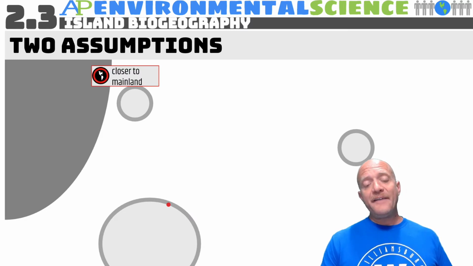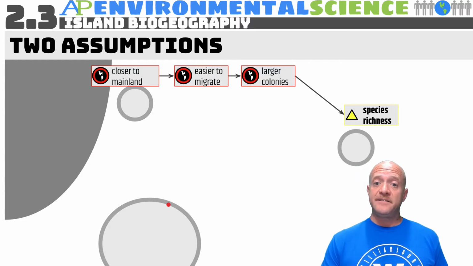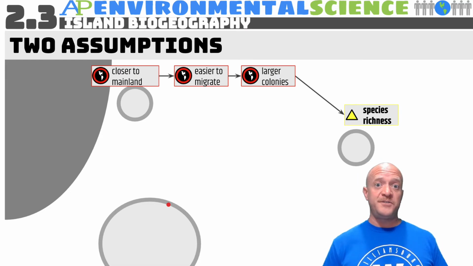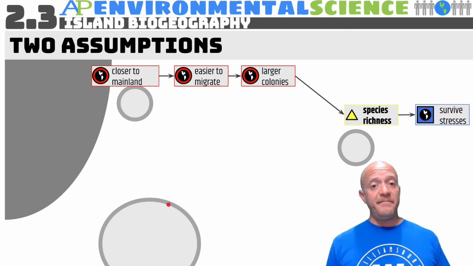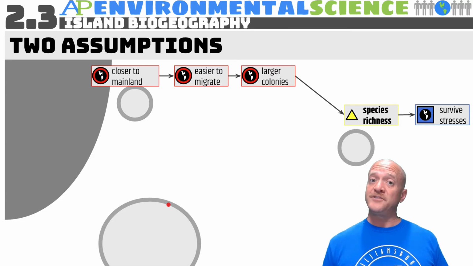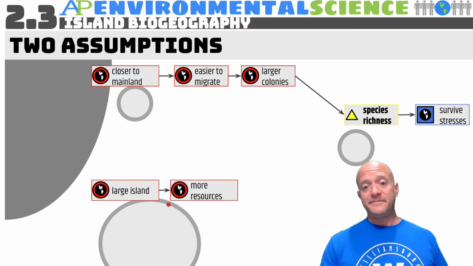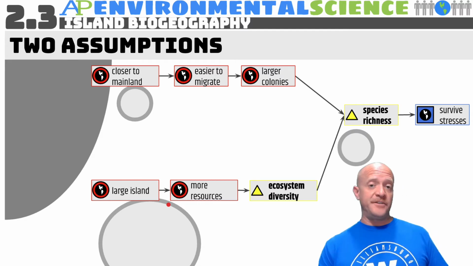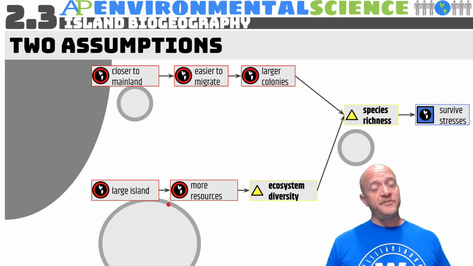Now, if it's closer to the mainland, it would be easier to migrate, which means you could have larger colonies, and you will have more species richness. Species richness, just remember, refers to the number of species that are present. And that can help any organisms there survive environmental stressors if there's more richness. Now, if you have a large island, you will theoretically have more resources. It can lead to ecosystem diversity, which then could lead to the species richness and enable organisms to survive stressors. So these are the two main assumptions.